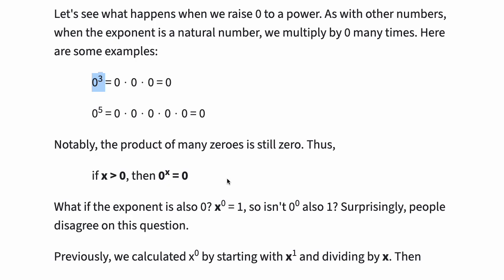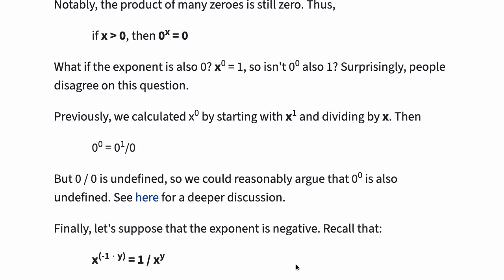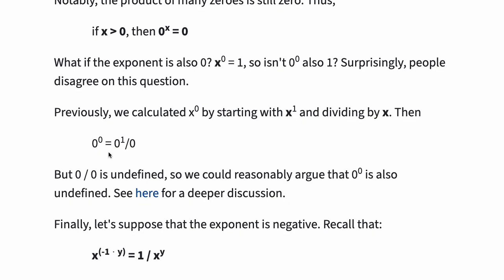What if the exponent is also 0? x to the 0 equals 1, so isn't 0 to the 0 also 1? Surprisingly, people disagree on this question. Previously, we calculated x to the 0 by starting with x to the 1 and dividing by x. Then 0 to the 0 equals 0 to the first divided by 0. But 0 divided by 0 is undefined, so we could reasonably argue that 0 to the 0 is also undefined.